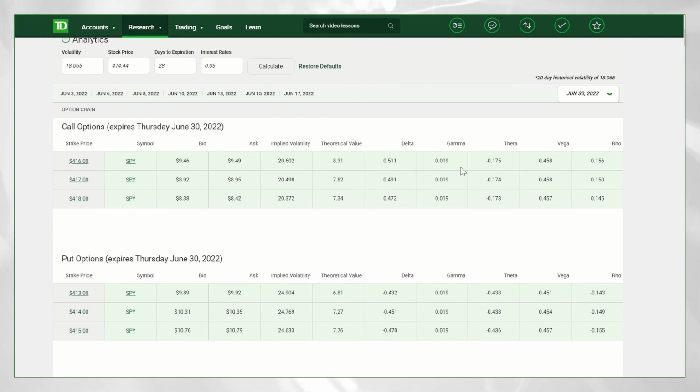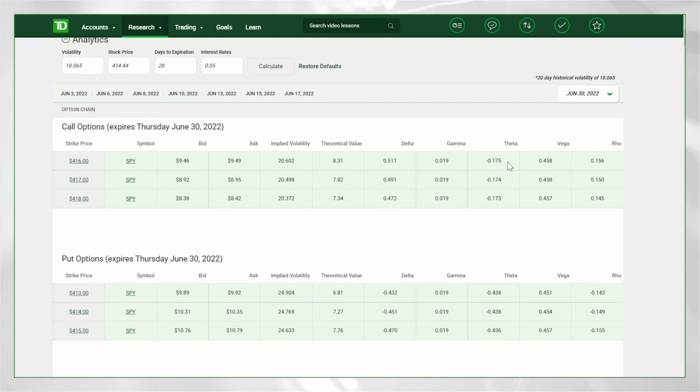Now, moving one column to the right, we see gamma. Gamma is listed at 0.019 for the $416 strike price. Gamma is telling us the rate of change of delta if the underlying asset goes up by $1. So the new delta can be ascertained by adding the gamma of 0.019 to the current delta of 0.511, giving us a new delta of 0.53.